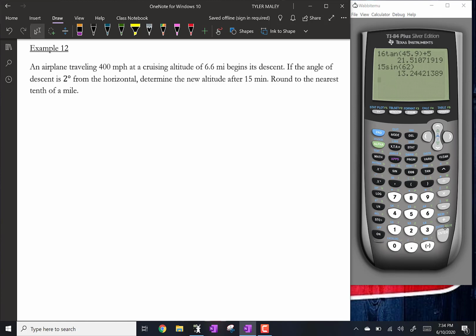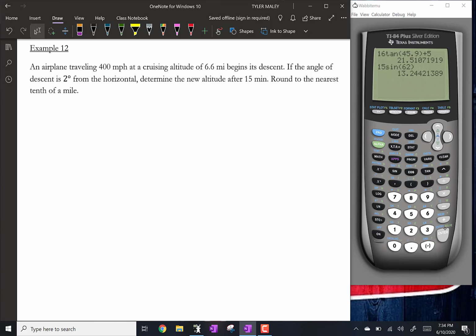So with this one, we're told an airplane traveling at 400 miles per hour at a cruising altitude of 6.6 miles begins its descent. If the angle of descent is 2 degrees from the horizontal, determine the new altitude after 15 minutes. Round to the nearest tenth of a mile.